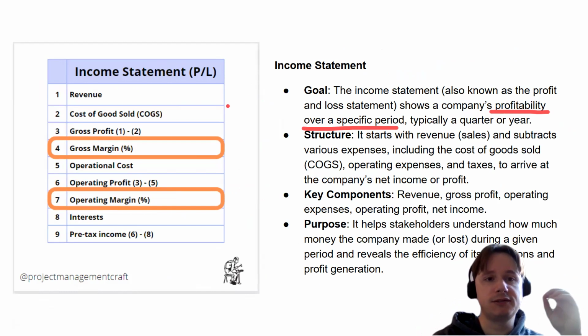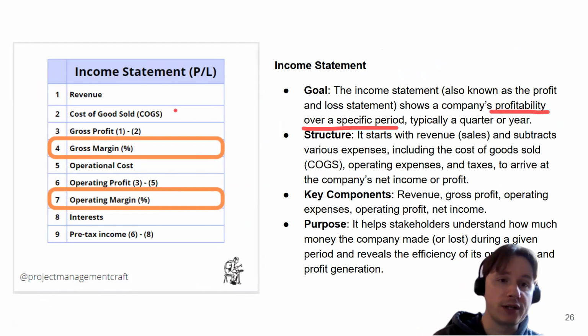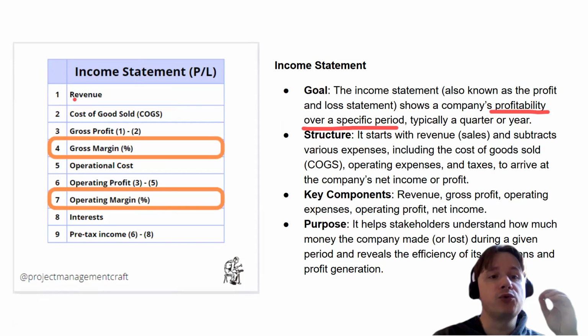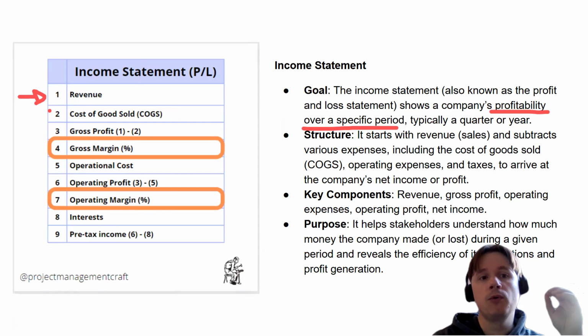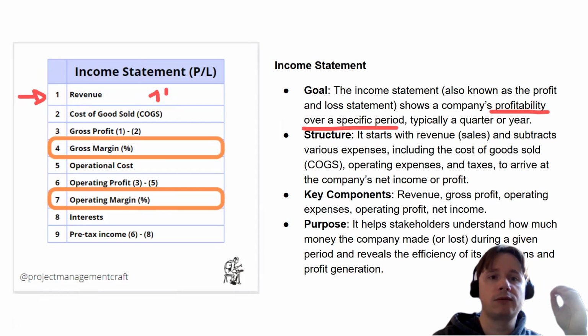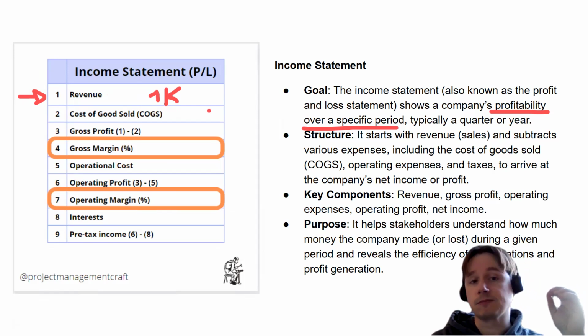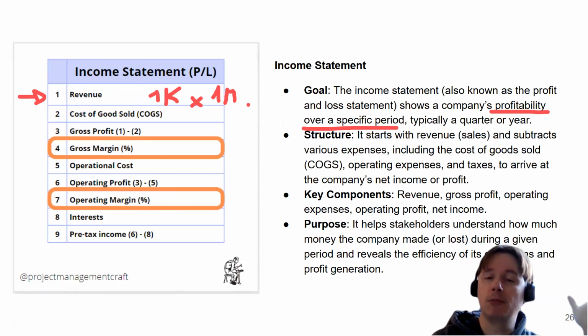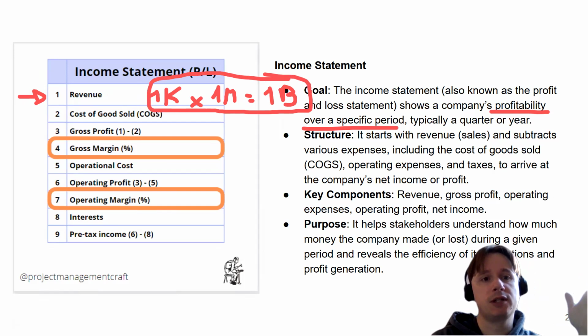I'm going to show you an example, but let me first introduce how it looks. Basically, the first line is for revenue. What's revenue? Think about Apple. If they sell an iPhone for $1,000, and if Apple sells 1 million iPhones in a year or a month, whatever period of time, what's their revenue? It's basically 1 billion. And that's the revenue that you are going to see in the income statement.